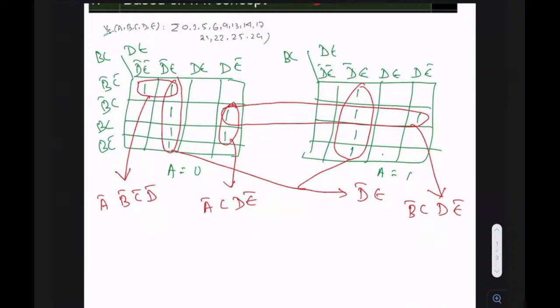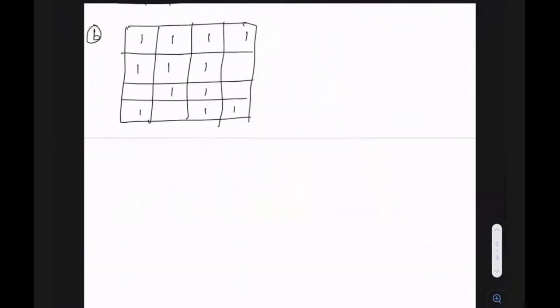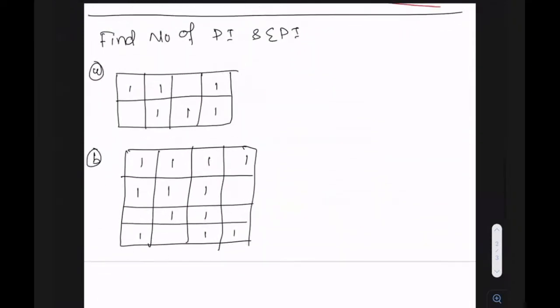Okay, fine. Similarly, you try this one. This is what I have given with respect to a maximum, again, 5 variable case. Please try this. I'm not solving this. 3, 4, 7, 11, 15, 19, 21, 23, 27, 28, 29, and 31. Now, for the questions I have taken here, find the number of PI and the number of EPI. So how do you get the number of PI and the number of EPI?